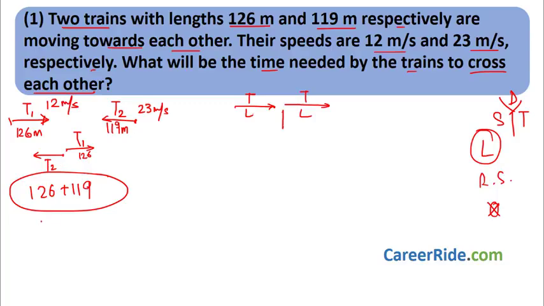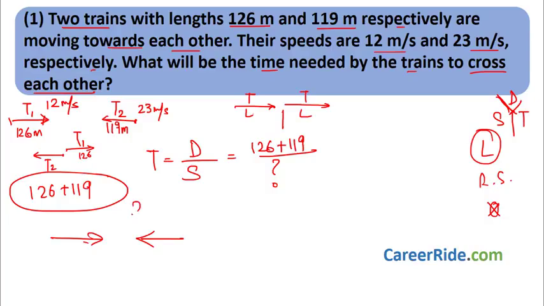Now, here what do we want? Time needed. Time formula: time is equal to distance upon speed. What is the distance travelled? 126 plus 119. Now, do we know the speed? No. Let's see what the speed is. What they have given is that trains are moving towards each other. One has a speed of 12 meters per second, other has 23 meters per second.